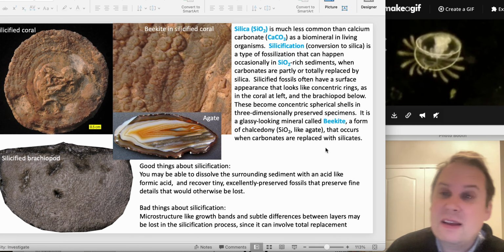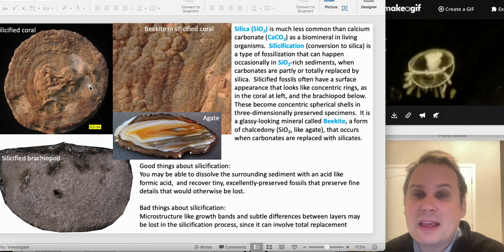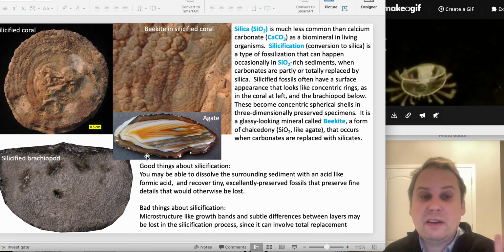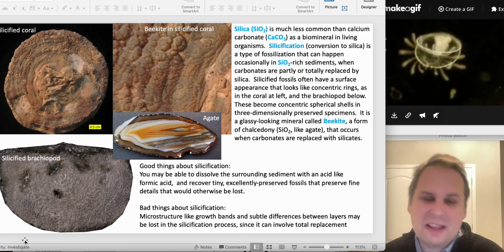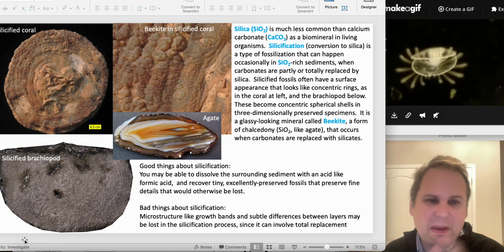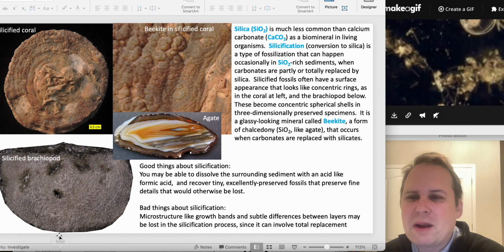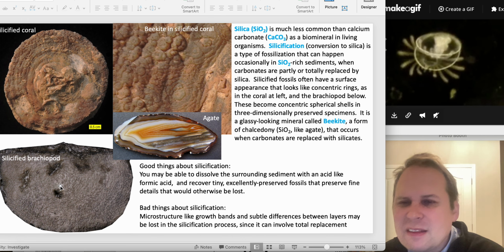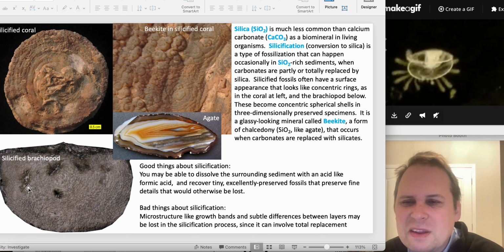Replacement can happen with silica. So here's a little coral that got replaced, and it'll be pretty good as long as you don't look too close. Like here's a little brachiopod, and you're like, oh, that's pretty good because this thing is like this big. So it's preserved a lot of that detail, a lot of those little parts. Then you get closer and you say, oh, what is this? We've got all these little rings in here. It's like, Target logo branded.